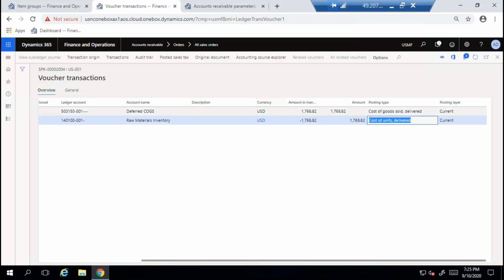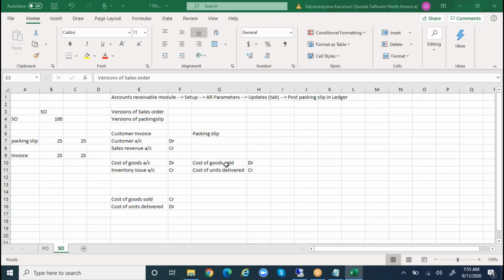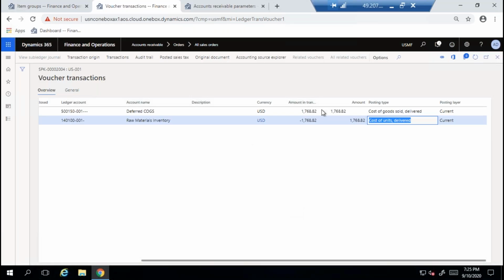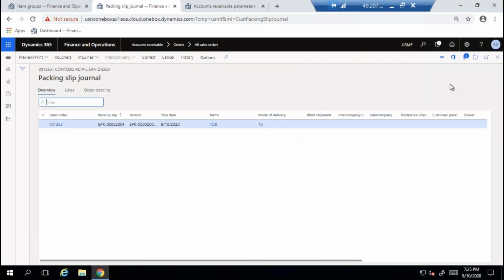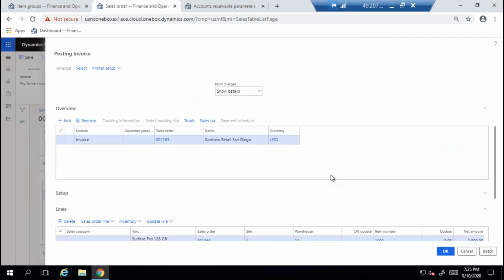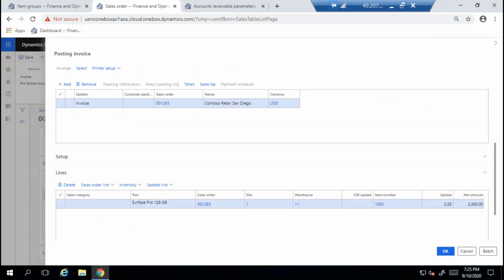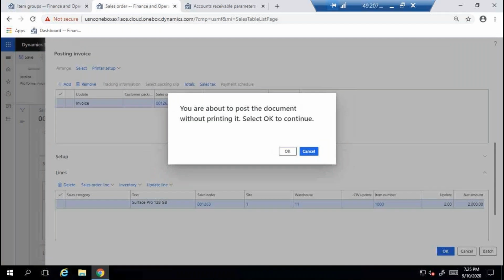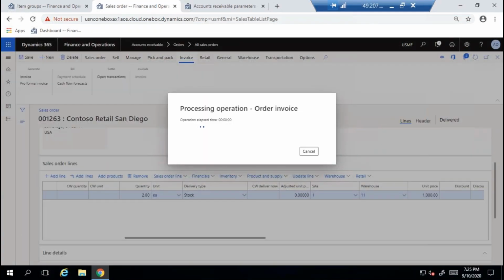This is the packing slip posting scenario. You posted the packing slip, and temporary accounts are affected. Yes. Now I will do invoicing. Clicking OK. Click OK.